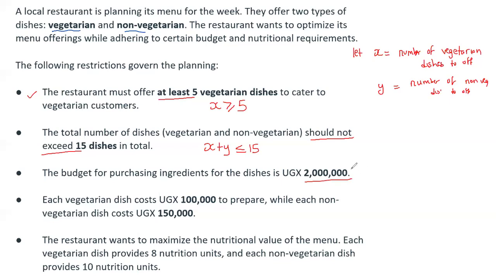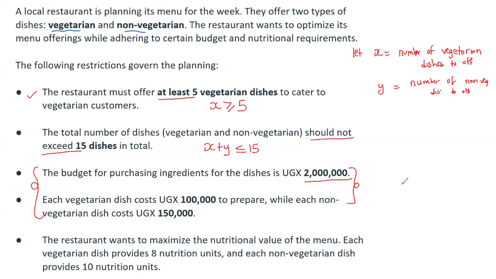Now, members, we are combining these two questions, eh? And we are going to form our inequality. Each vegetarian dish costs 100,000 to prepare, while each non-vegetarian dish costs 150,000. Members, can we first generate an inequality combining those two to find out how much we shall have to spend if we are to work within our budget?